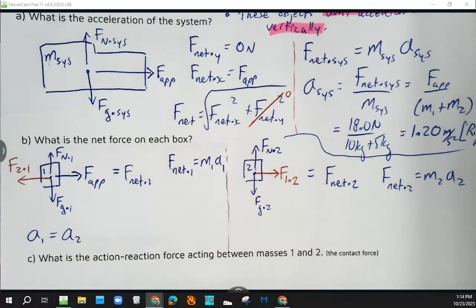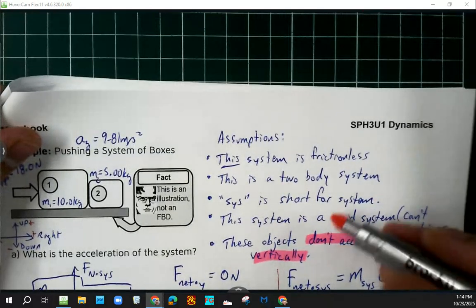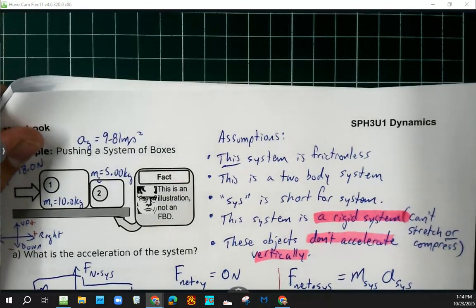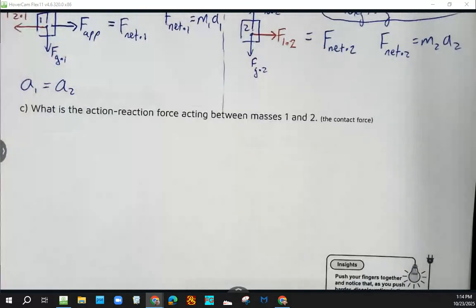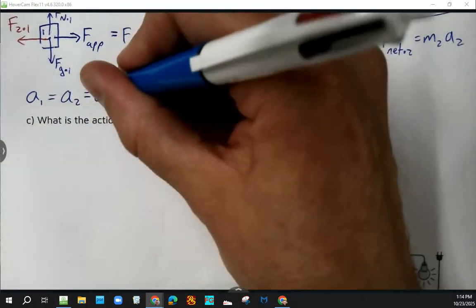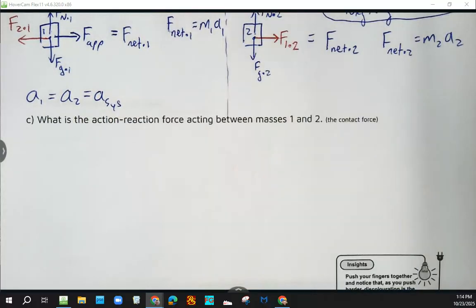They're actually equal because of what I said way back up here. It's a rigid system. A rigid system means everything's moving along together. No squishiness, no stretchiness. All just moving along together like blocks of wood. So acceleration 1 equals acceleration 2, which is equal to the acceleration of the whole system. So we actually found the acceleration of the system already, which means that we know acceleration 1 and acceleration 2.